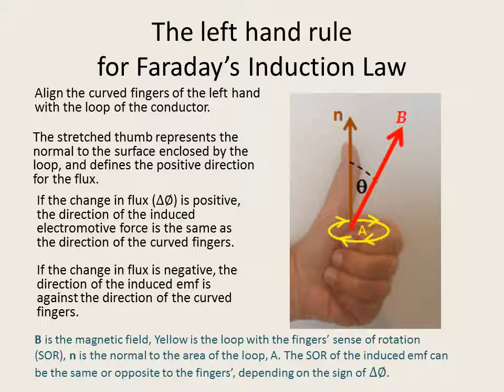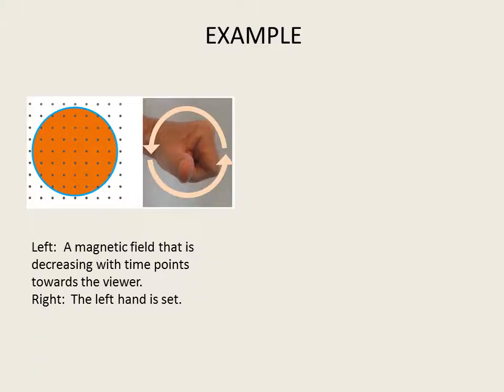If the change in flux delta phi is positive, the direction of the induced electromotive force is the same as the direction of the curved fingers. If the change in flux is negative, the direction of the induced EMF is against the direction of the curved fingers. This example illustrates how the left-hand rule is applied.